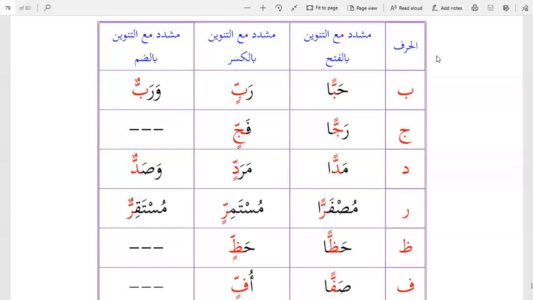Today we're going to do the Shaddah with Tanween. We're going to see a letter, the harf, and then we're going to see Shaddah, mushaddad, with tanween. So tanween fatha, tanween kasra, tanween dhamma, and all with Shaddah. We're combining the Shaddah and the Tanween in these examples. We're going to read from right to left.